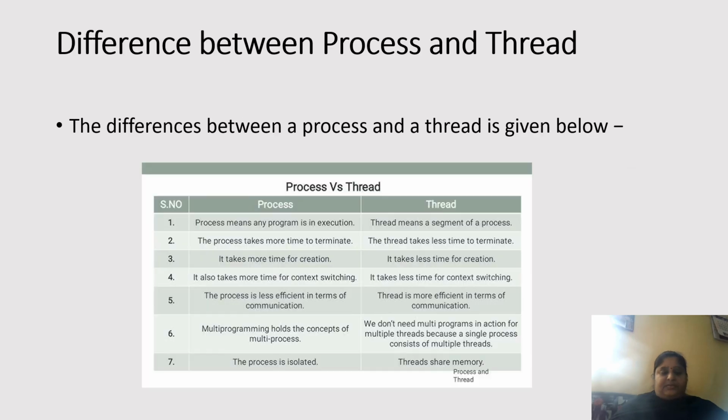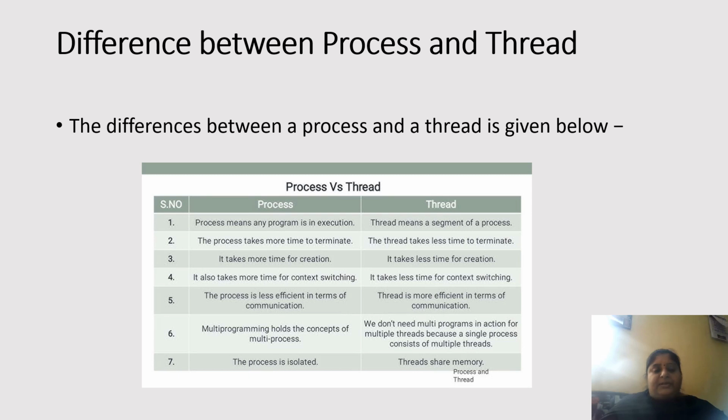Okay. So next one is the difference between the process and the thread. Here, the difference between a process and thread is given in a tabular column. First point: a process means any program in execution. A thread means a segment of a process, a particular part of a process.